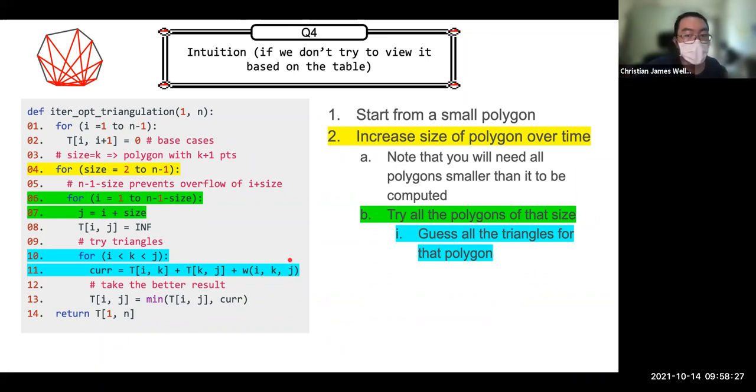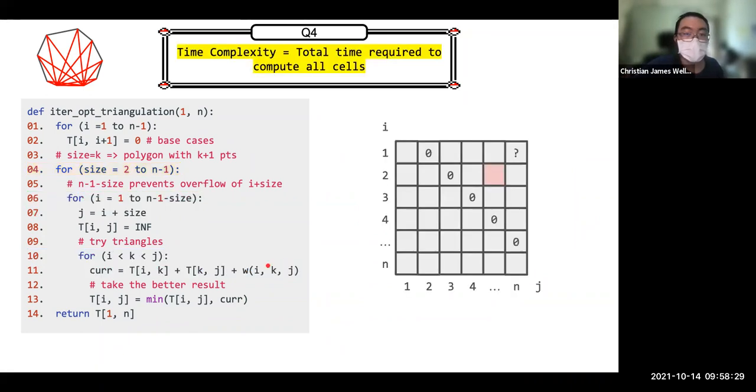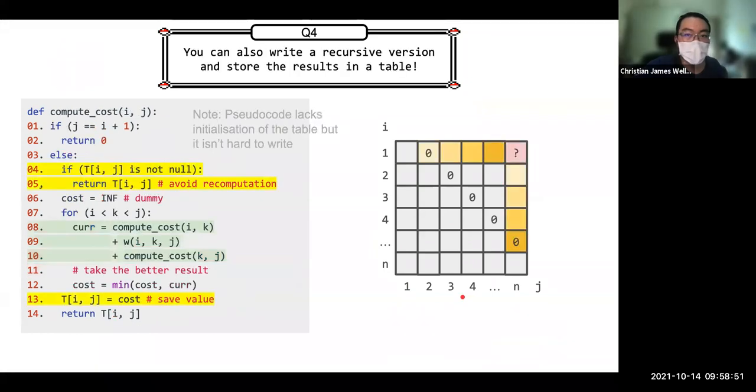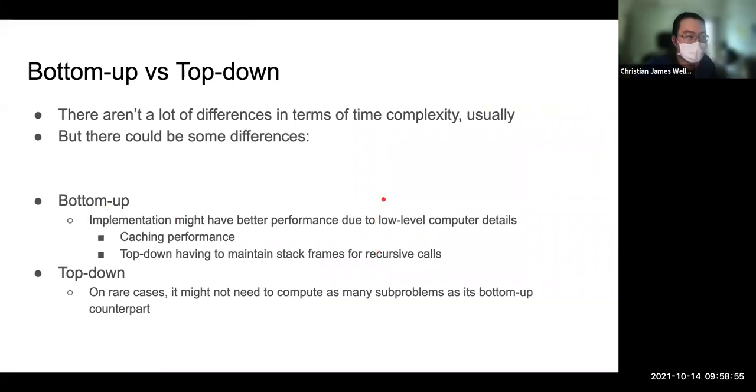Okay, so the time complexity is the total time required to compute all the cells, right? And well, one cell takes O(n), right? This part over here takes O(n) because we have a for loop basically. Then in total there are n squared subproblems. So there are O(n cubed) in total. All right, so I'll skip this part. This is the recursive version. So I'll just conclude this tutorial first.